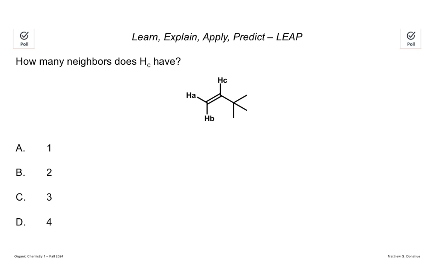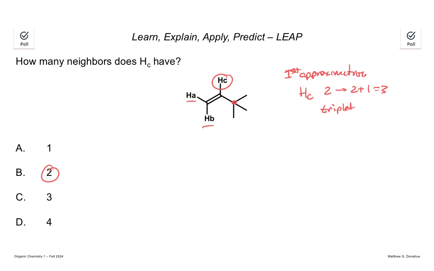So how many neighbors does HC have? So overall there's HA and HB, so there's 2 neighbors. This carbon has no hydrogens. So overall there's 2 neighbors. So in our first approximation, we would say HC, 2 neighbors, we get 2 plus 1, that's 3. So we would say HC is a triplet.